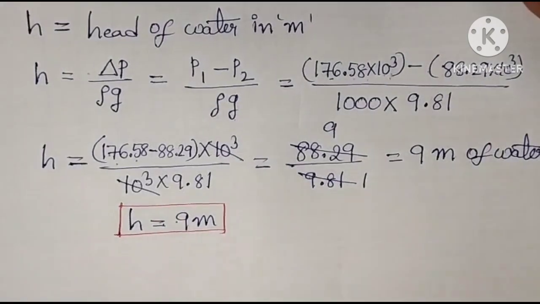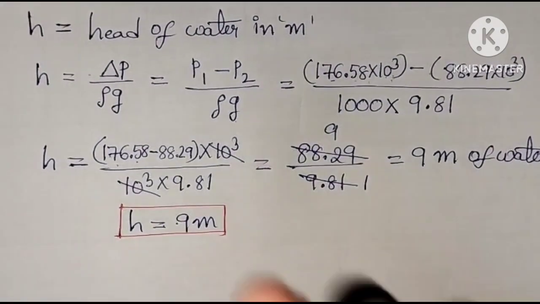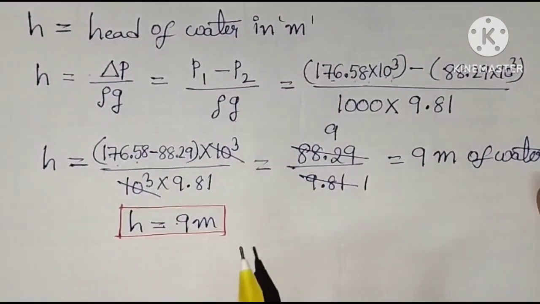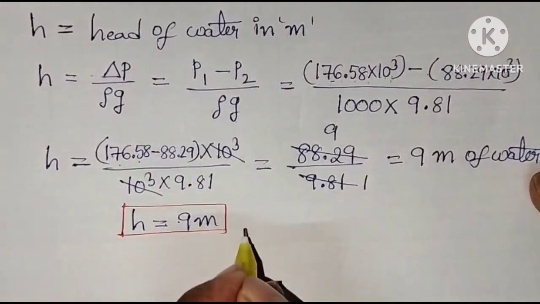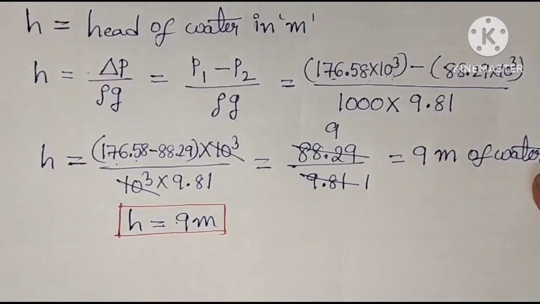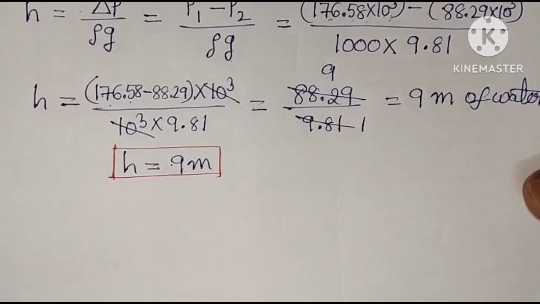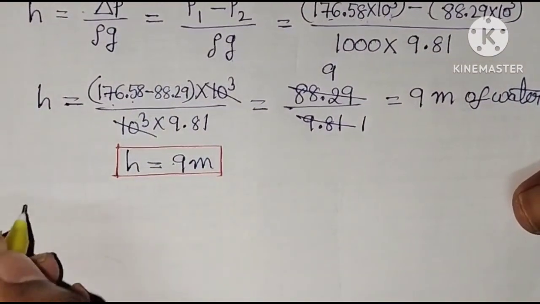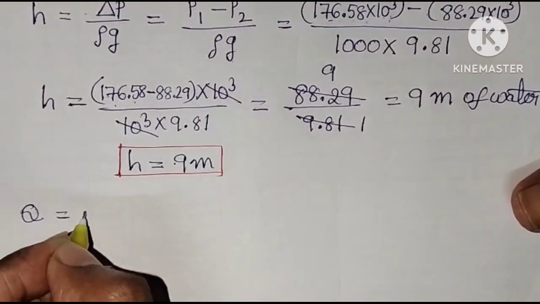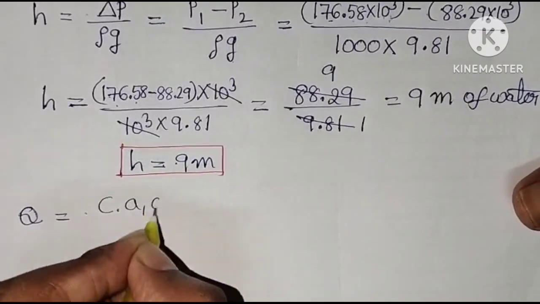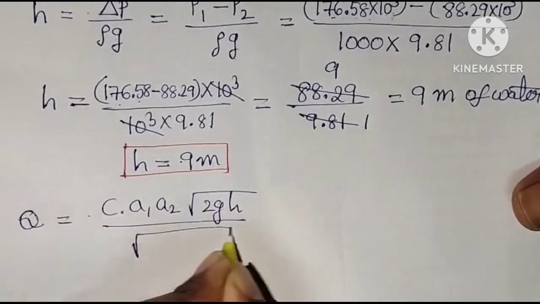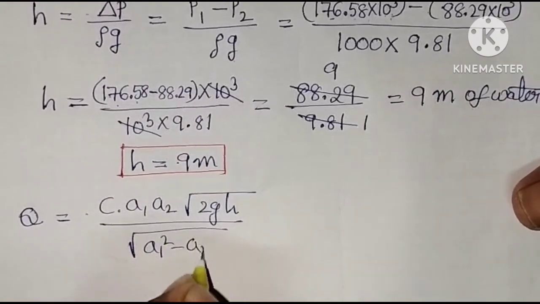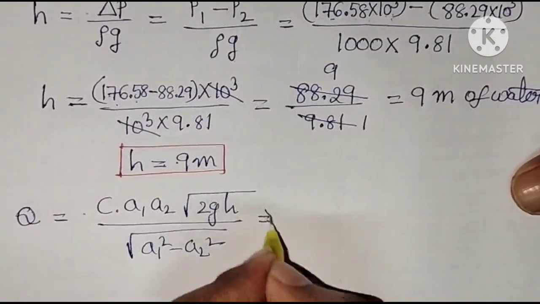Now we have A1, A2 and H. Q is already given: 0.147 meter cube per second. Let us substitute all values in the discharge formula. What is the discharge formula? Q is equal to C into A1 A2 root over 2GH, divided by root over A1 square minus A2 square.